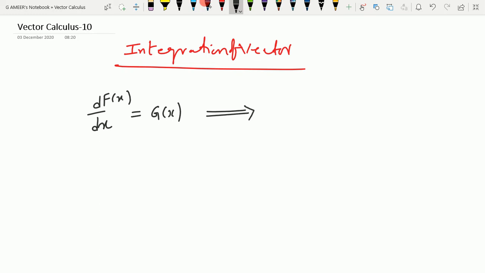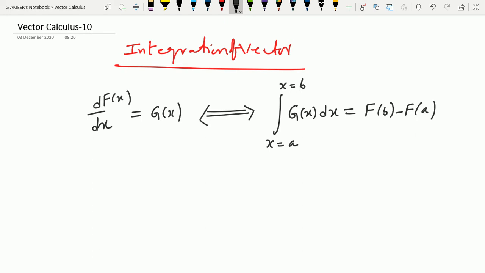We know that integration is simply anti-differentiation. So here I can write the integration of g of x with respect to x, for example with x going from a to b, is equal to f of b minus f of a. This is the fundamental theorem of calculus.